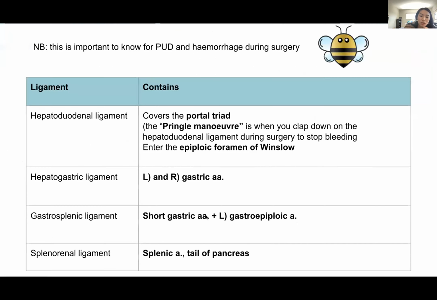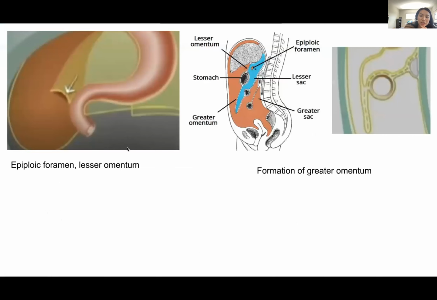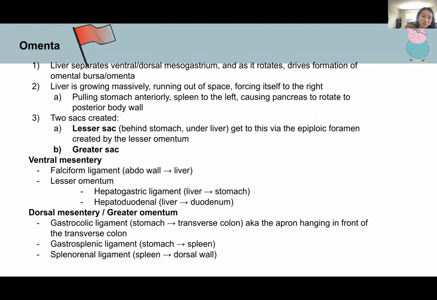So we've got the gastrocolic ligament, which hangs down in front of the stomach and then hangs over the transverse colon. So it looks like an apron in a real person, like this flap of fat, and it's kind of weird, but that's the gastrocolic ligament. It's very big. And then the gastrosplenic and the splenorenal, you can guess from the names.